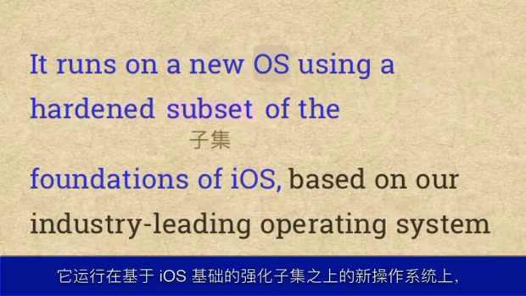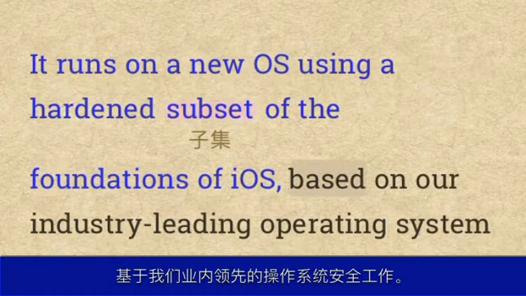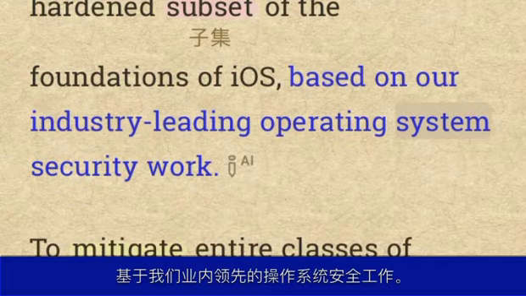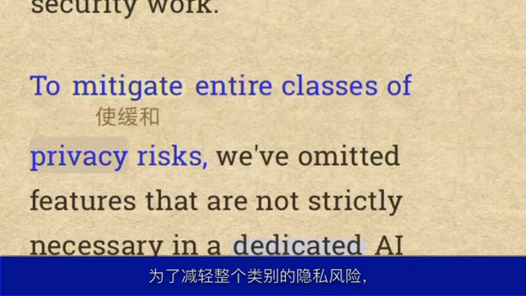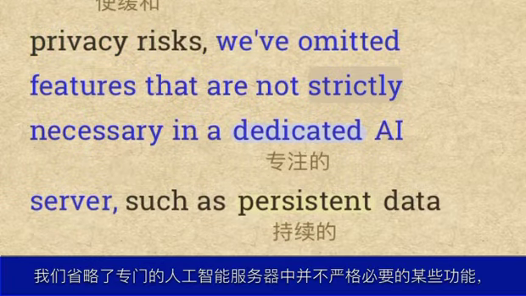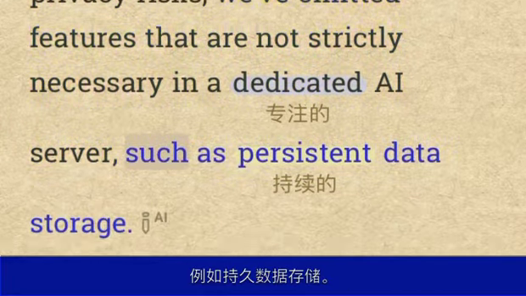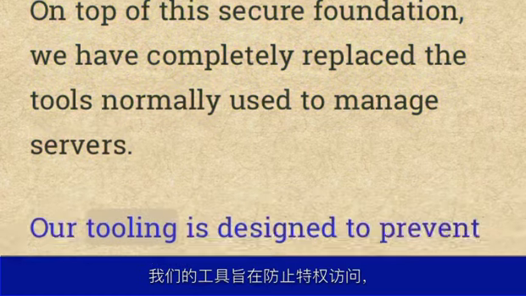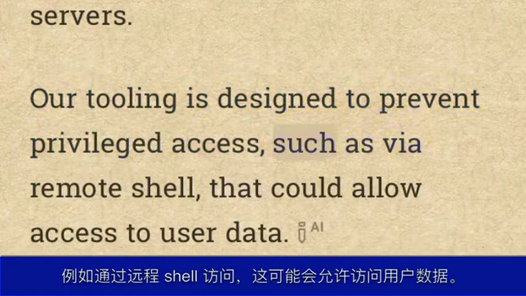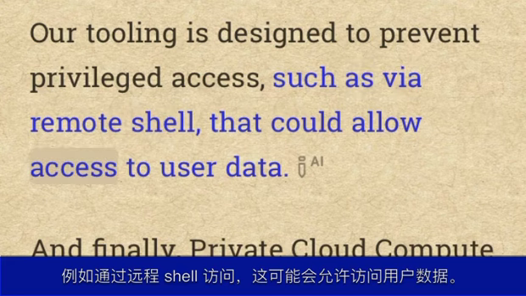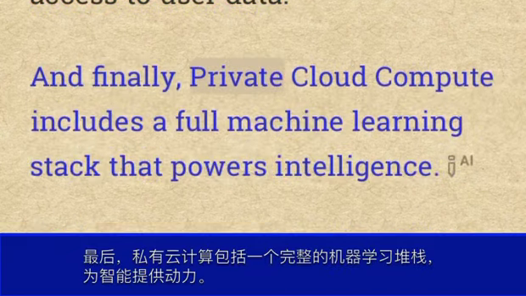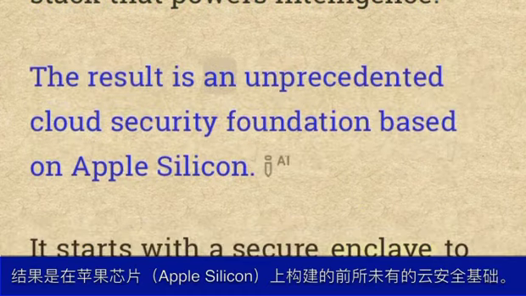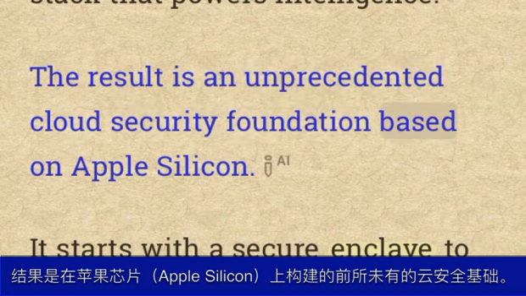It runs on a new OS using a hard subset of the foundations of iOS based on our industry-leading operating system security work. To mitigate entire classes of privacy risks, we've omitted features that are not strictly necessary in the dedicated AI server, such as persistent data storage. On top of this secure foundation, we have completely replaced the tools normally used to manage servers. Our tooling is designed to prevent privileged access, such as via remote shell, that could allow access to user data. And finally, private cloud compute includes a full machine learning stack that powers intelligence. The result is an unprecedented cloud security foundation based on Apple silicon.